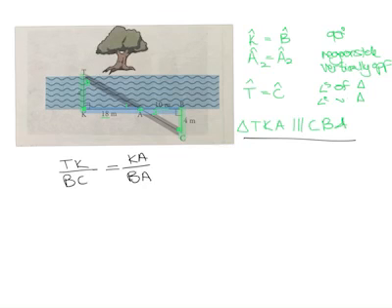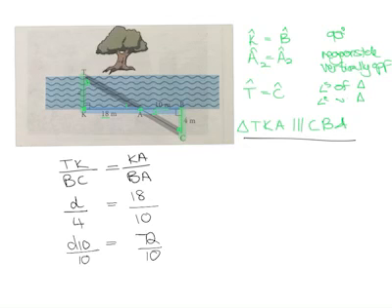Now you just replace the values. TK is D and BC is 4. That will be equal to KA, which is 18, over AB, or BA, which is 10. You cross multiply: 10D is equal to 4 times 18, which is 72. Divide by 10 on both sides. So D is equal to 7.2.